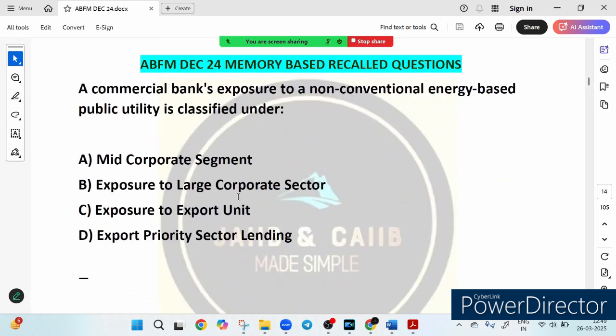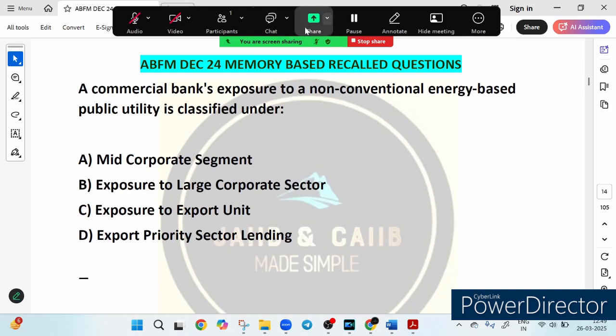So friends, the next question is on your screen. Very good question it is. Let's go through it. The question is, how do commercial banks classify their financial exposure to the non-conventional energy-based public utility?